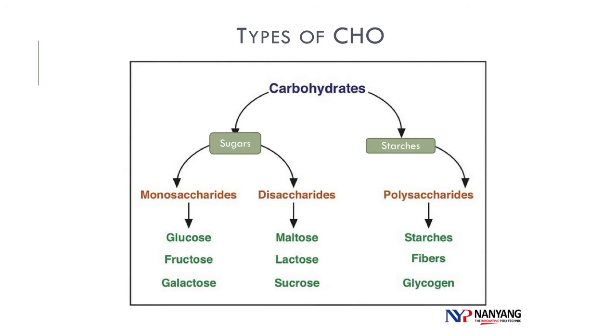Sugar itself is a form of carbohydrate, and sugars are usually chemically structured as monosaccharides and disaccharides. Another branch of carbohydrates in our diet is starch, the starch that's commonly found in our whole grains and our rice.